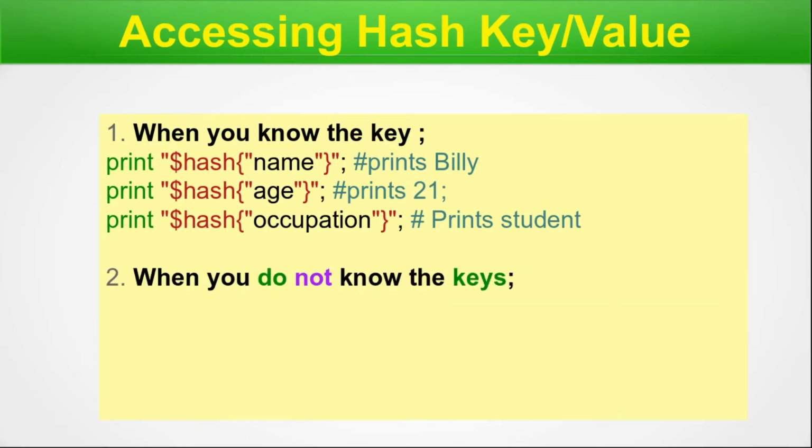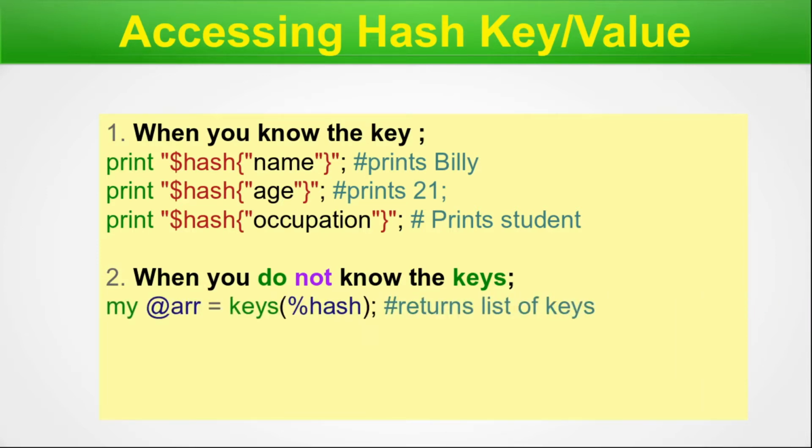Case 2, when you do not know the keys. Say you have a program where one module is talking to another module, and the first module created the hash, but the second module does not know what is inside that hash, or the hash is dynamically created and populated one by one, so you have no idea what all the keys are. Then how do you access the key value pairs of a hash? This is how. First you write my @array = keys %hash. This will return all the keys into the array you define on the left hand side. So keys is the function that operates on the hash.